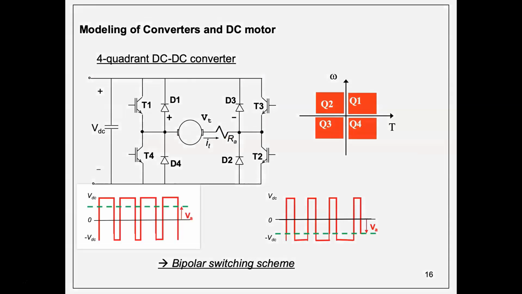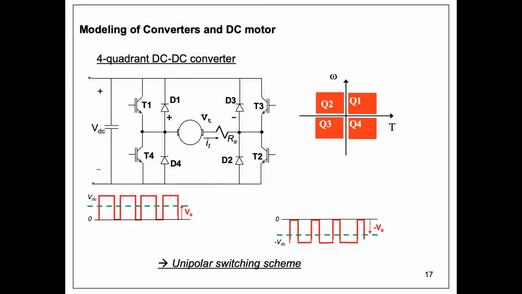Therefore, to implement a given positive average voltage, for example, we can make the instantaneous voltage swing between VDC and minus VDC instead of VDC and 0 as we have seen in the 2-quadrant converter previously. This also means that by alternating between VDC and minus VDC, we can make the average voltage negative by changing the duty cycle. This switching scheme is known as bipolar switching scheme.